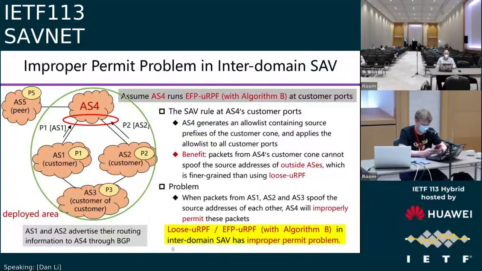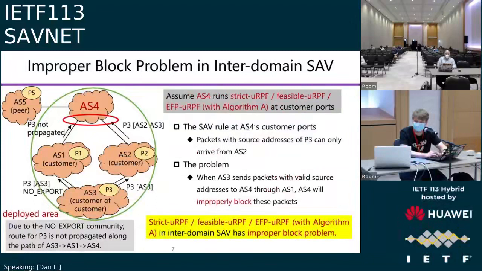Yes. Okay. Actually, these two algorithms were proposed in RFC 8704. The difference is that algorithm A just applies an individual allow list to each customer port, based on the routes received by that port. Since these customer ports are configured with different independent allow lists, it may have an improper block problem when one customer port does not receive any route for an AS, just like the scenario we used in this slide.